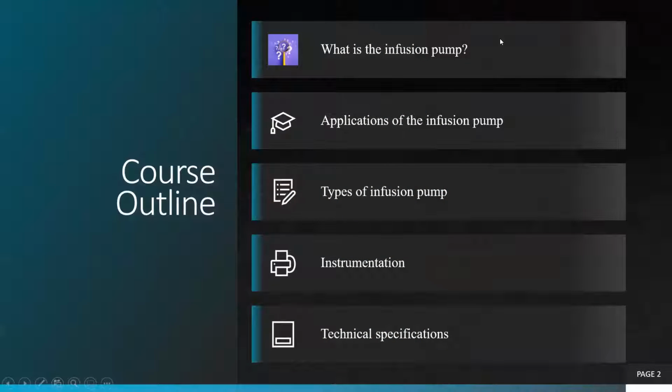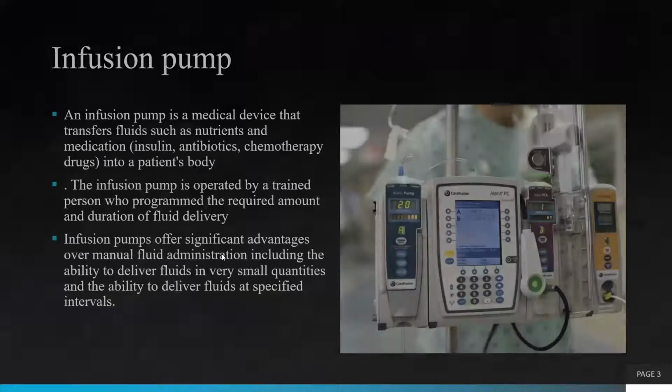This is the course outline. What is the infusion pump? Applications of the infusion pump, types of infusion pump, instrumentation, technical specifications.